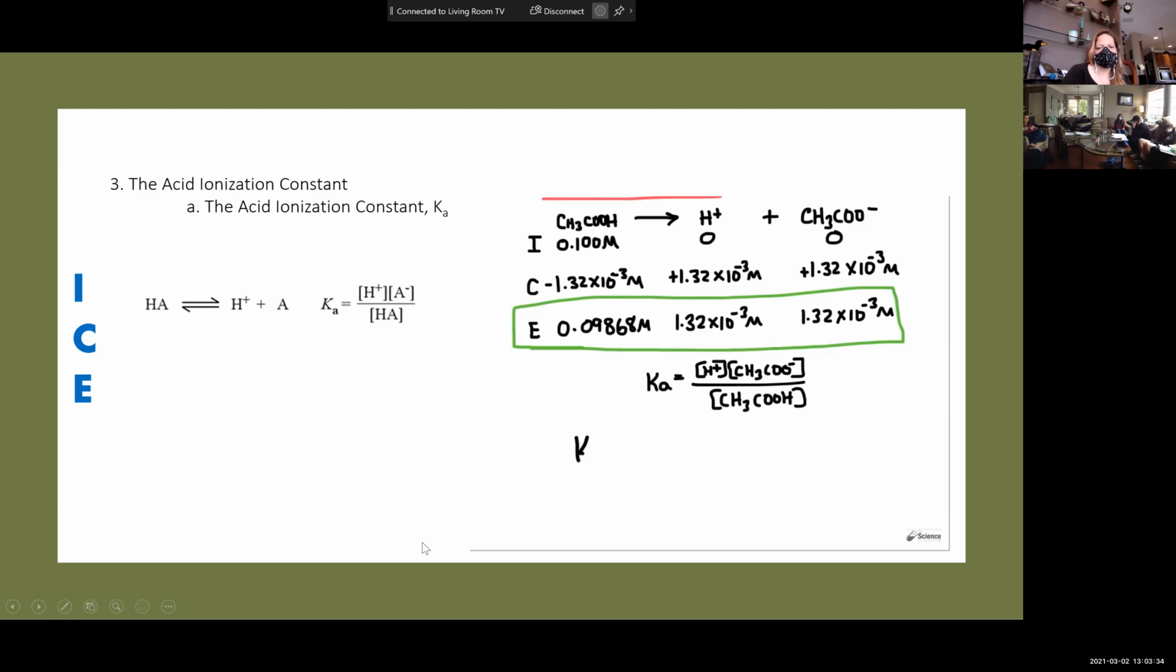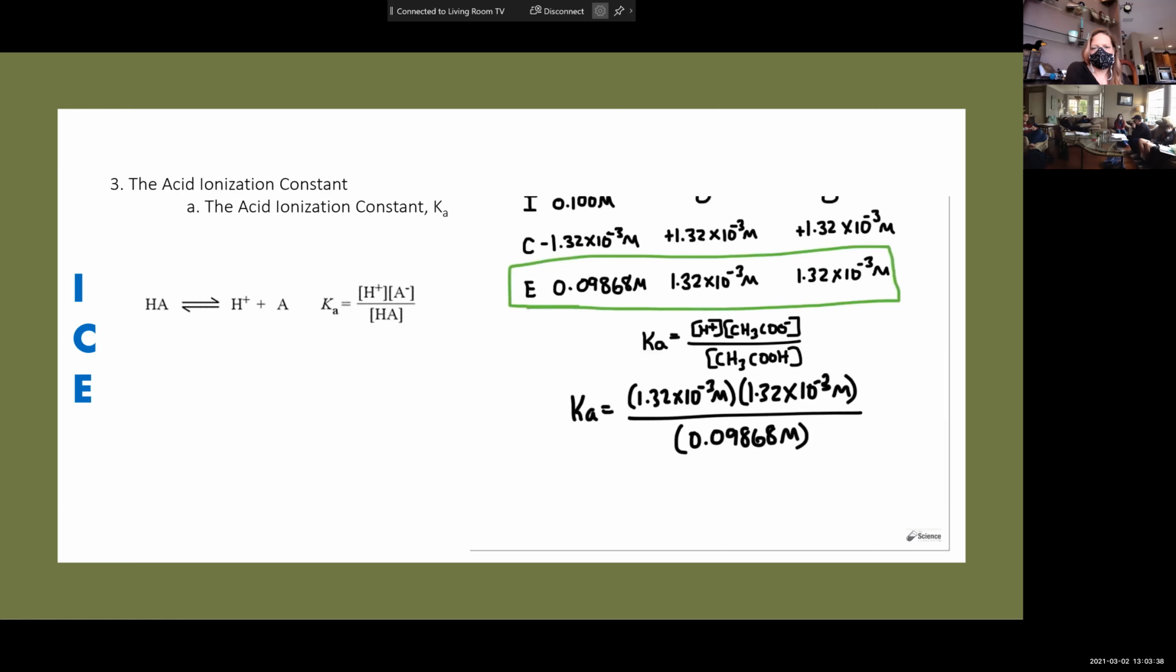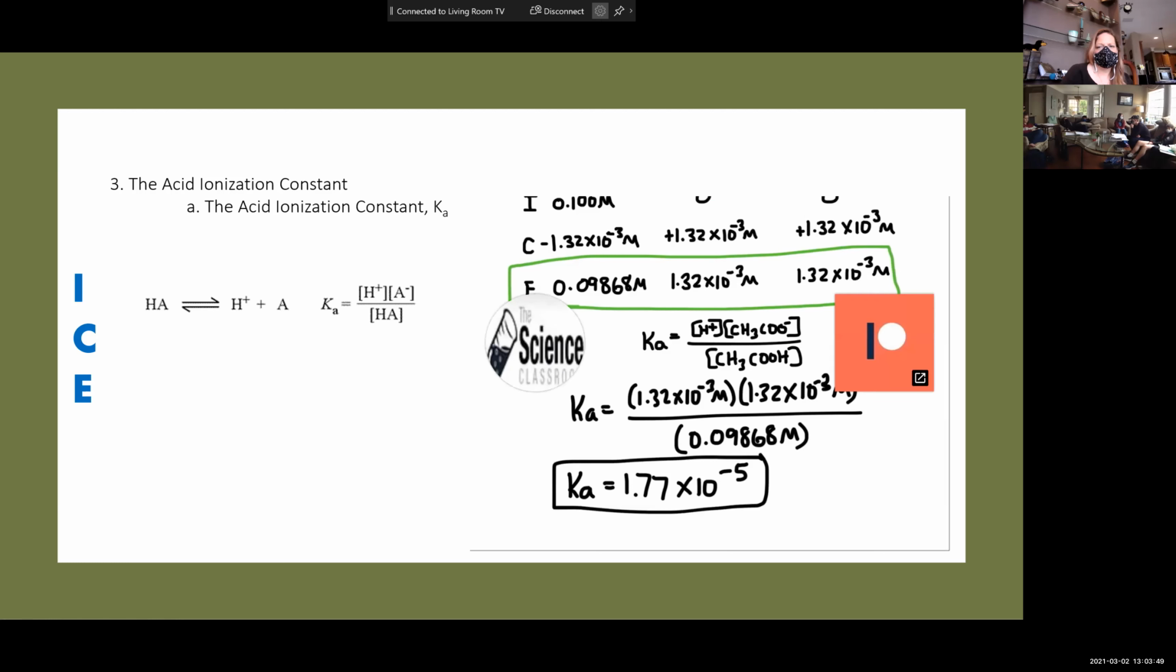From our ICE chart, I know how to do it now, and we solve for the Ka. That's fine, you're good. And I end up with a Ka that's going to be equal to 1.77 times 10 to the negative 5. And so there's my acid dissociation constant for acetic acid.